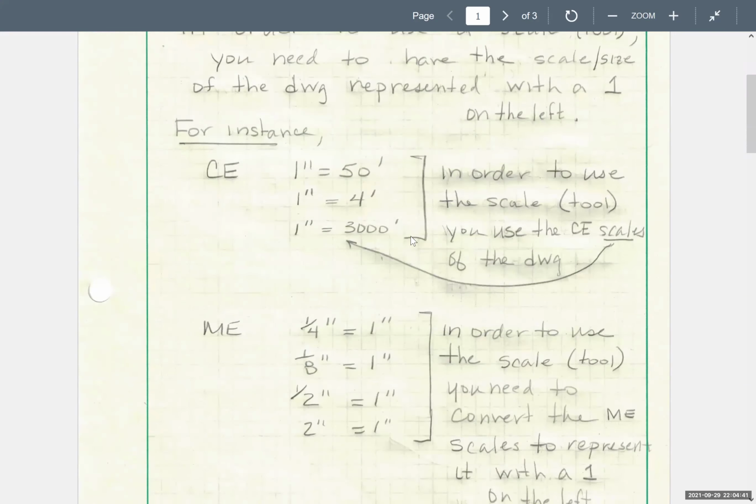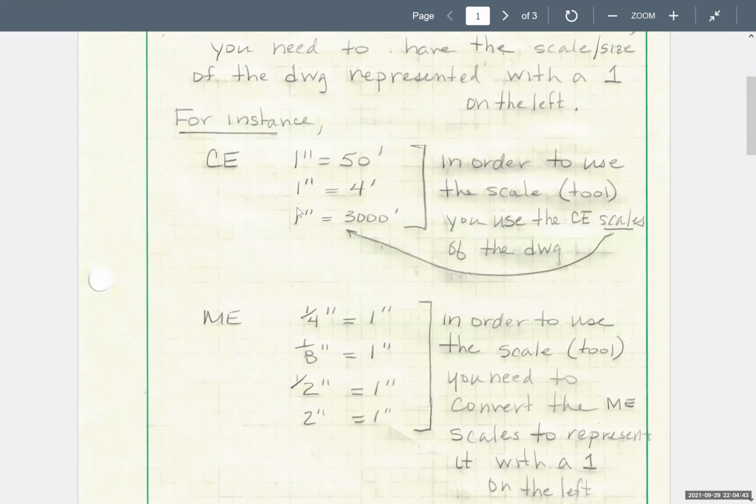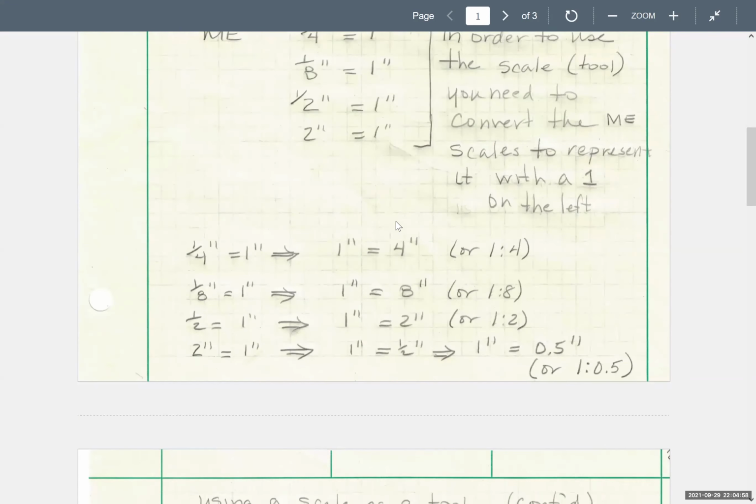We're always looking, the left side is always going to be a 1, and the right side is going to tell us which scale, which ruler on the triangle we're going to use. So this is a 50 scale, this is a 40 scale. And May, which scale would I use? 30. Great.